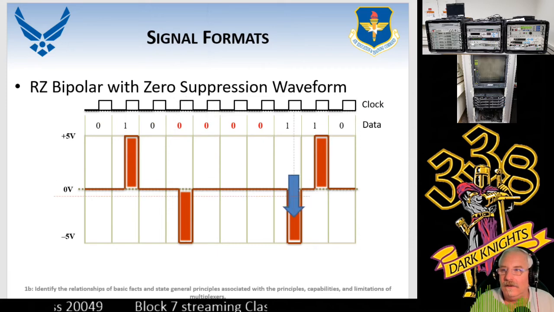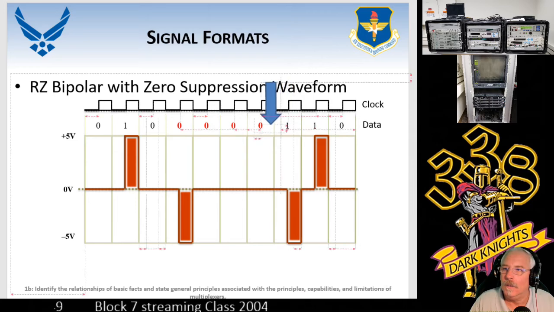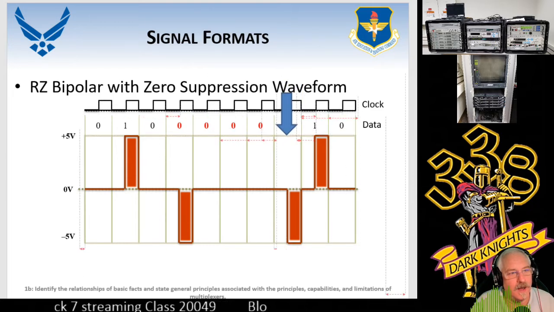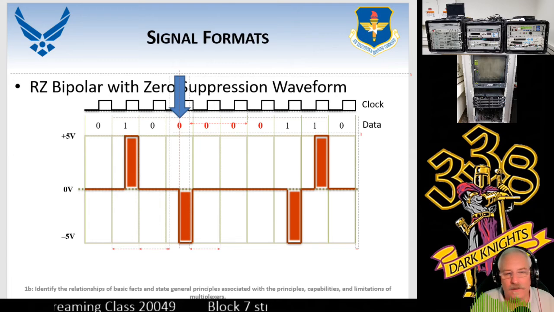If this was a 1, what would this bit violation be? In other words, if this was a plus 5 here, which one would this one be? A plus 5 or negative 5?